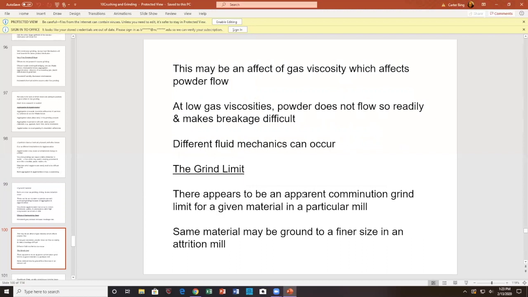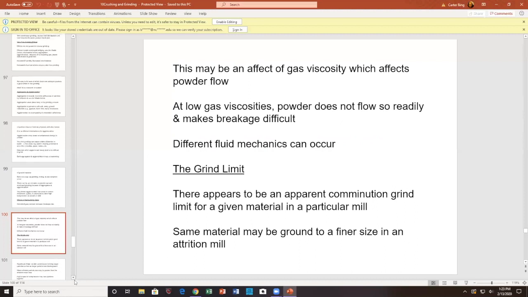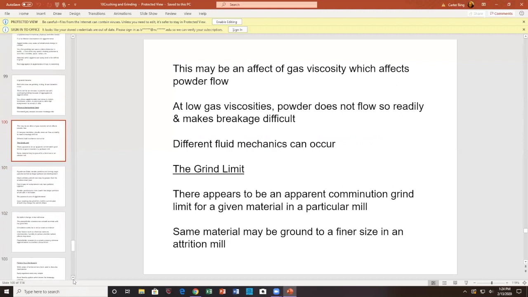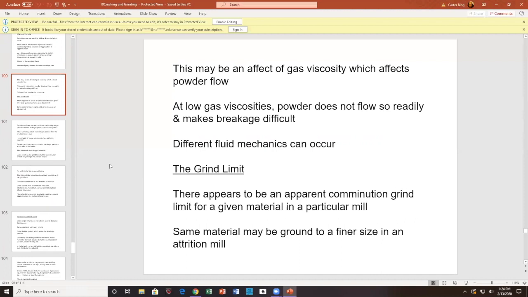There appears to be an apparent grind limit for material in a particular mill. The same material may be ground to a finer size in an attrition mill. So if you're having trouble with one mill, you might try another mill. Right? You have a ball mill as opposed to an attrition mill. There's a very slim chance in an attrition mill for agglomeration to occur. But in a ball mill, there's a chance.